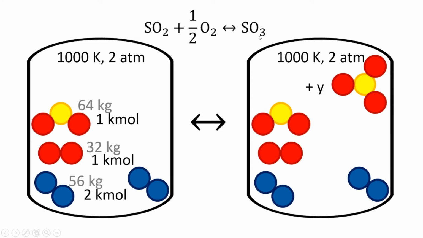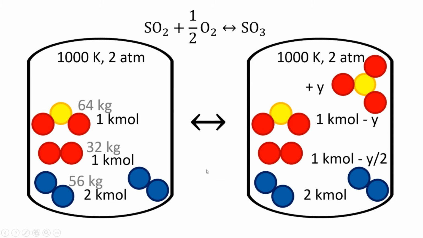And because forming SO3 consumes some SO2 and some O2, the amount of SO2 that I have has been reduced by this amount Y. And the amount of O2 that I have has been reduced by Y divided by 2, because I only need a half mole of oxygen for each 1 mole of SO3. And in the container, I still have 2 kilomoles of nitrogen, which has not participated in this system.